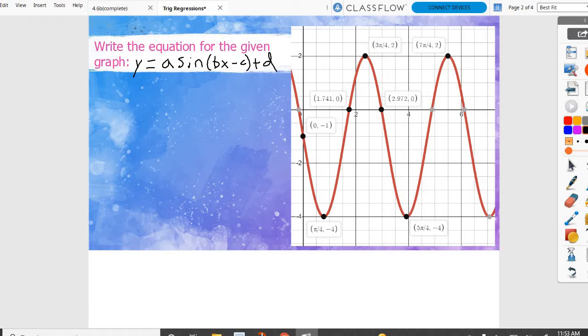Are we all with me? Because once we figure out what the formulas are, then we can just use those formulas. We don't have to think about them every time. So what did we say that our A value is? Amplitude. Now, do we remember what our definition of amplitude is?